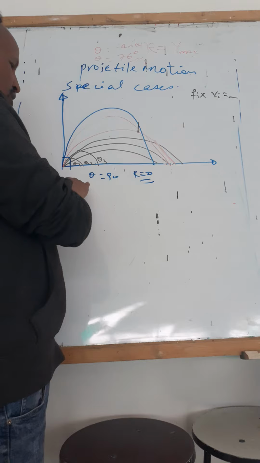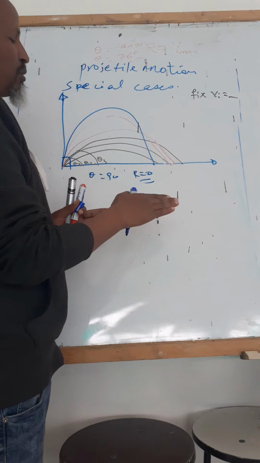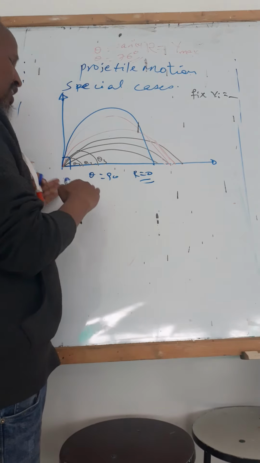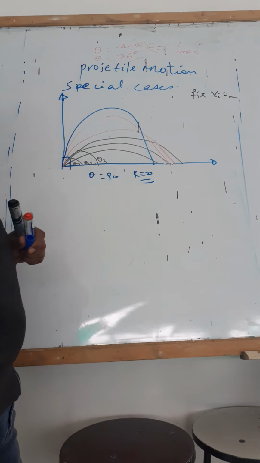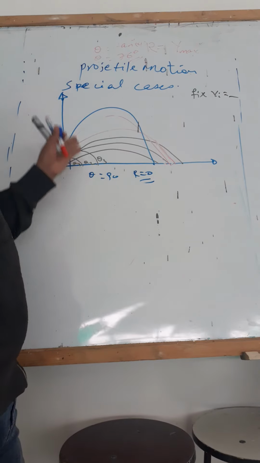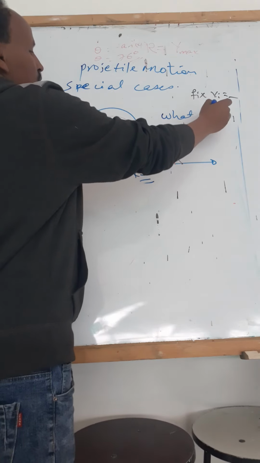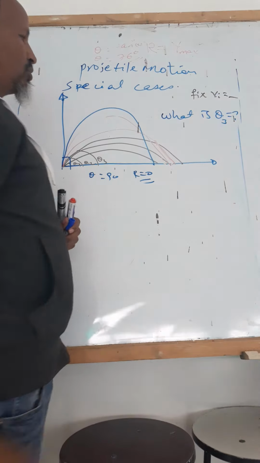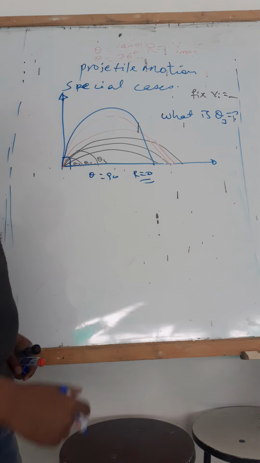So with smaller angles you have smaller ranges and heights. At some point you will have the maximum range, and at vertical projection automatically you will have the maximum height and the minimum range, or zero range. Okay, let's see what theta 3 is. What is the angle of projection at which the projectile will experience the maximum range for fixed initial velocity?